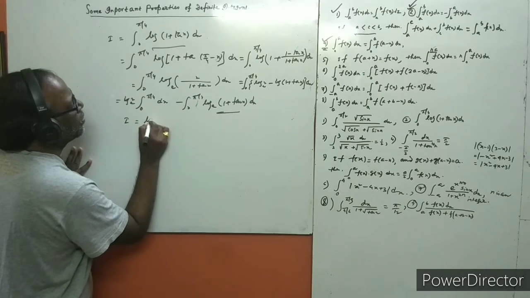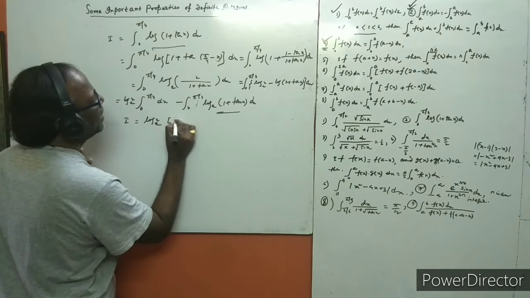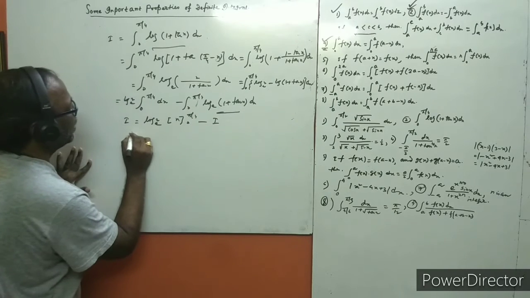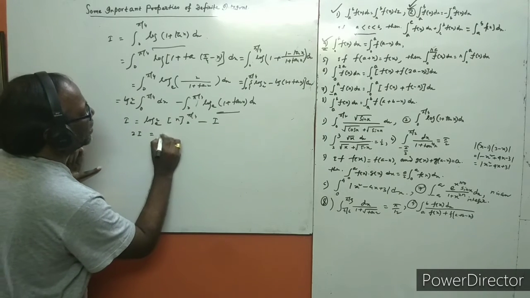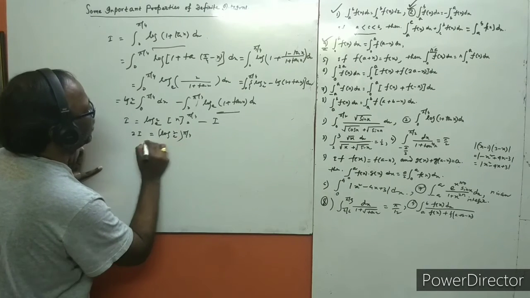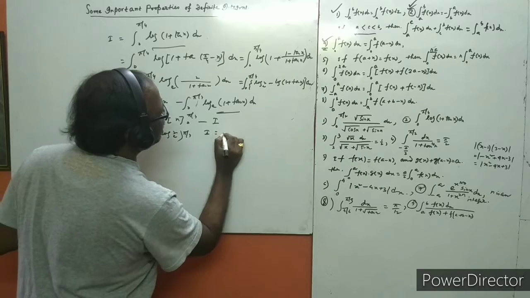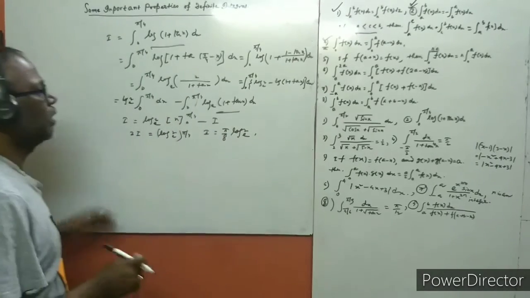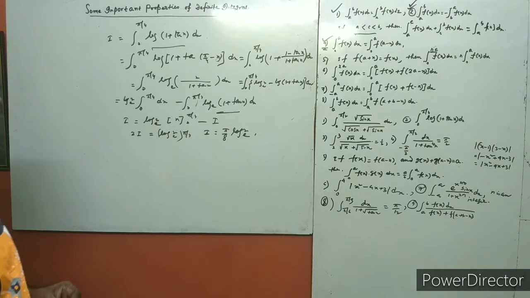So I is equal to log 2 to the base e times the integral of dx from 0 to pi by 4. Shifting I to the left hand side, we get twice I is equal to pi by 4 times log 2. Dividing by 2, I is equal to pi by 8 log 2 to the base e. See carefully, this is the most interesting problem here.